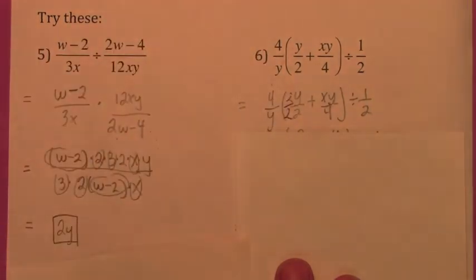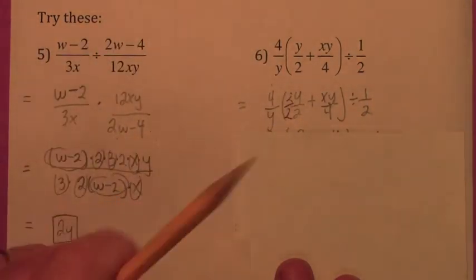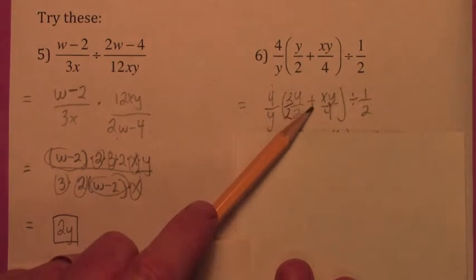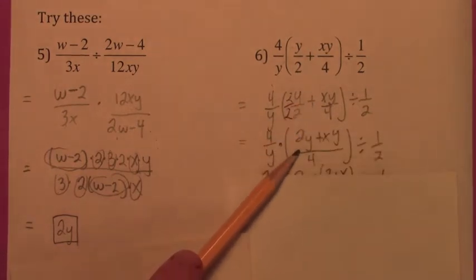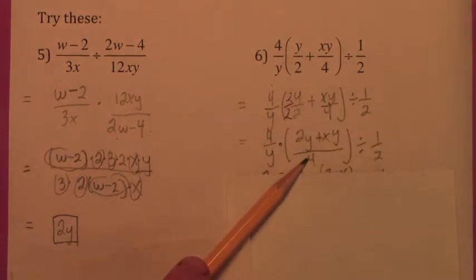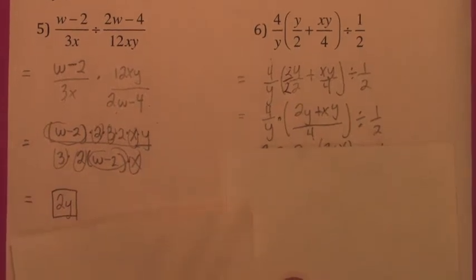Isn't the common denominator 4? So you multiply top and bottom of that by 2. This is 2y over 4 plus xy over 4, so you get this. So that's all I've done. I've just found the common denominator inside the parentheses.